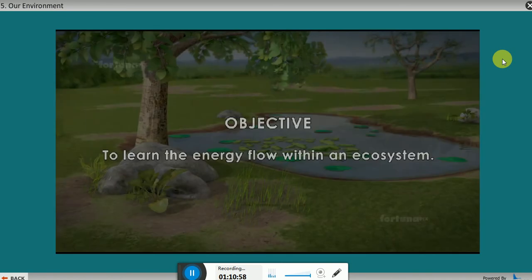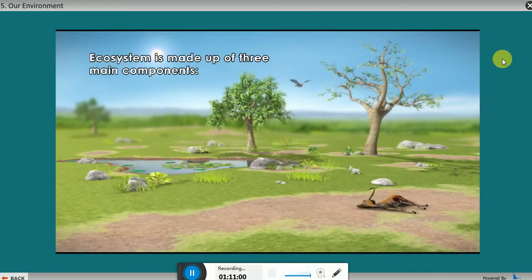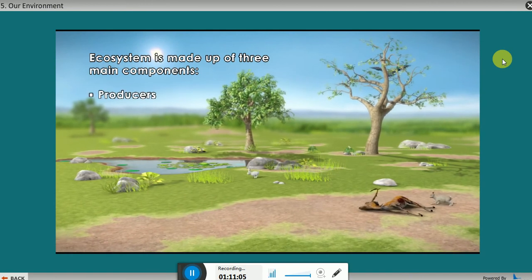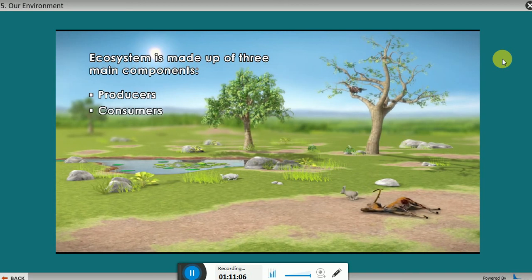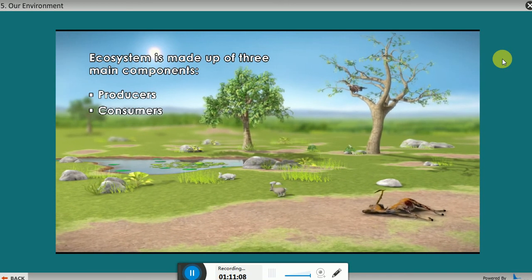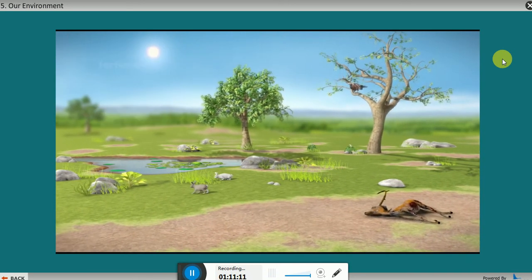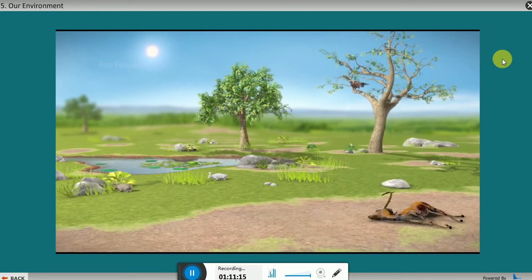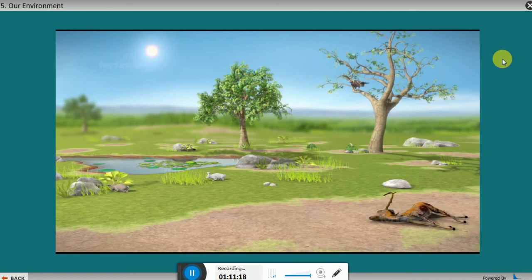Any ecosystem is made up of three main components: producers, consumers, and decomposers. All are concerned with the feeding process, the circulation of chemical elements, and the flow of energy. The sun is the main source of energy.